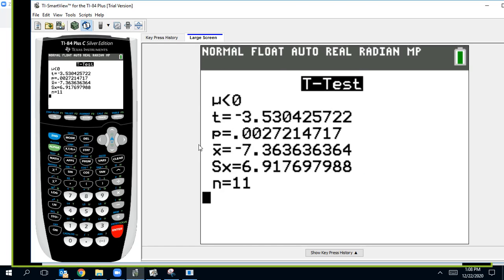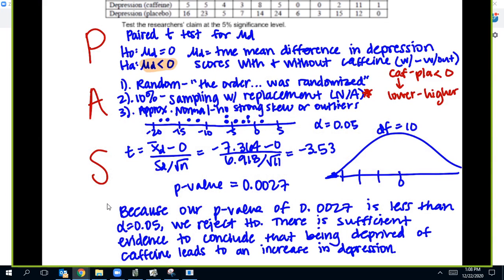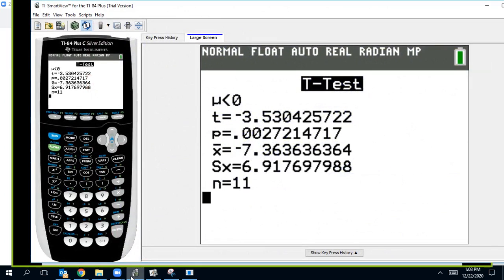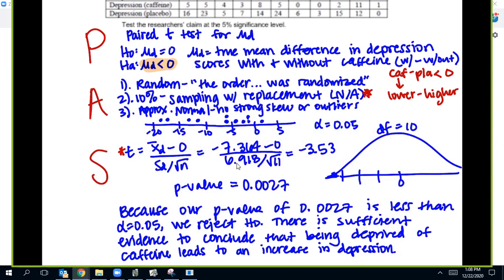Then all the stuff I have, I can get from this screen. So I have my t, I have my p-value, I have my x-bar and my s, and my sample size. And so when I fill in, I like to write the formula down first generically here, then fill it in, and I got those values from my calculator, which are right here, negative 7.364 and positive 6.918. So that was my x-bar and my s, right from the calculator. My t, my p-value, and then my df is, remember, n minus 1. And so I just draw the curve and label the df at the top as a way to show what that is. And then our last step is the same as it always is.